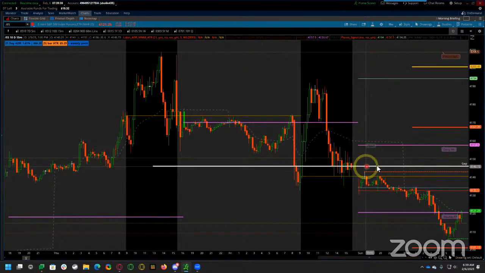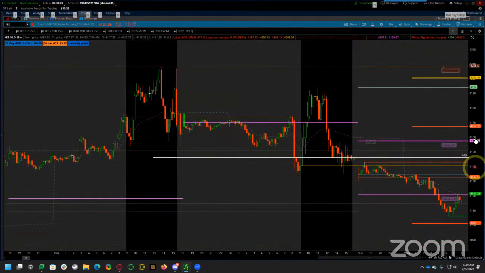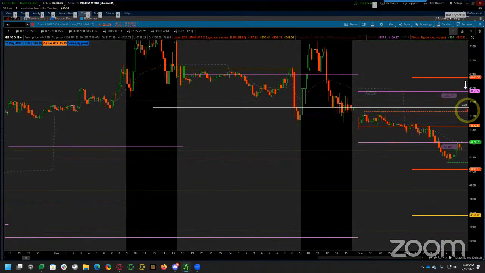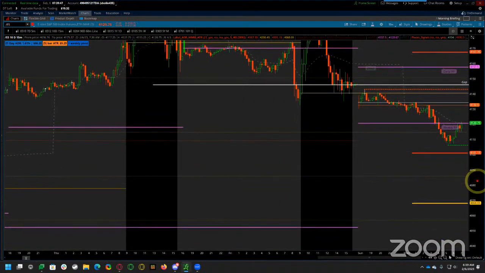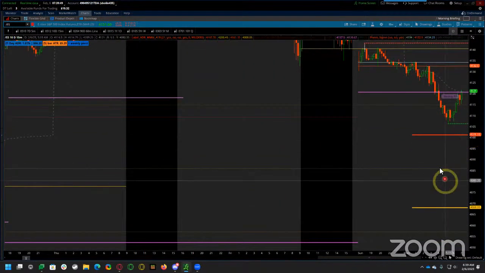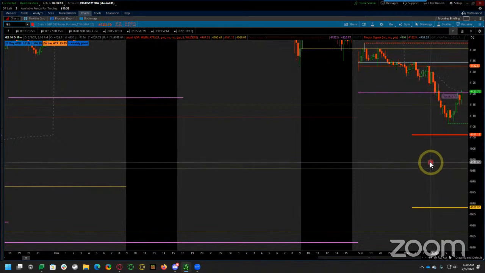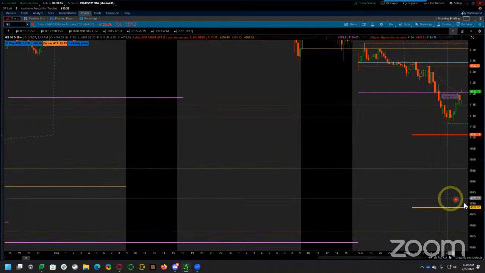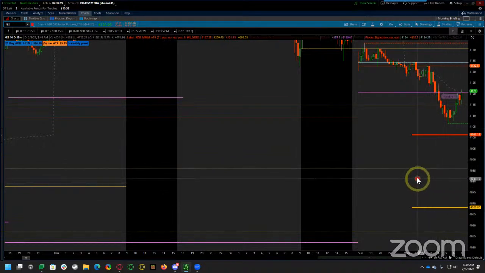The ADR is 1.6, and we are underneath the weekly pivot point at this point. We're still holding above the first ADR or the ADR half, 41.01. A full ADR to the downside would be 40.68. No market maker move this morning, at least not yet.